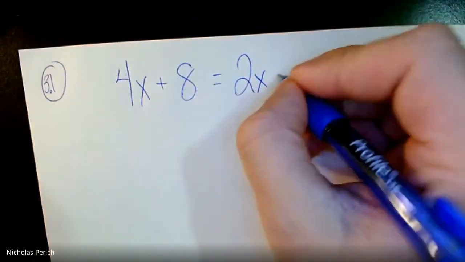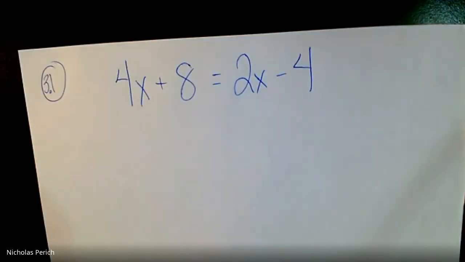This is where I really want you guys to jump in and help me out. I probably shouldn't call this 1. The last problem I did was 3, so I'll call it 3.1. How about 4x plus 8 equals 2x minus 4?